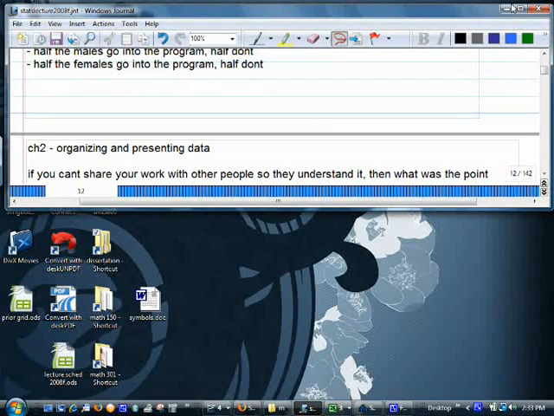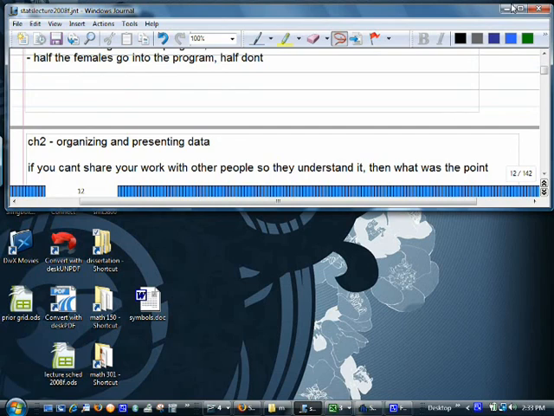Because if you can't share your work with other people so they understand it, then what was the point? Statistics is a very, very applied class, and for those reasons, you're likely to encounter these sorts of calculations and projects in a real-world setting. So, like for example, at your job or doing research. So ideally, you'd like to be able to present your data in a nice and convincing way.